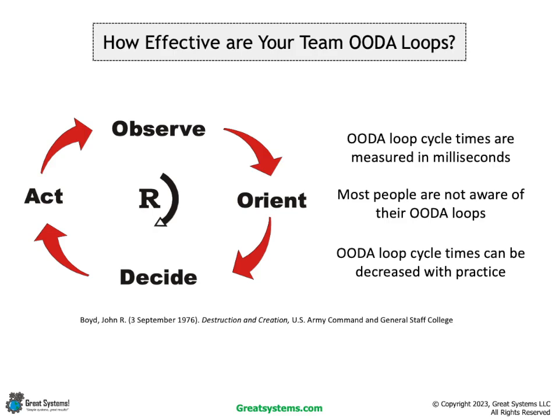OODA loop cycle times are measured in milliseconds. Mind speed's another term for OODA loop speed. Most people are not aware of their OODA loops. And you can actually decrease these cycle times. You can get faster at observing, orienting, deciding, and acting with practice.